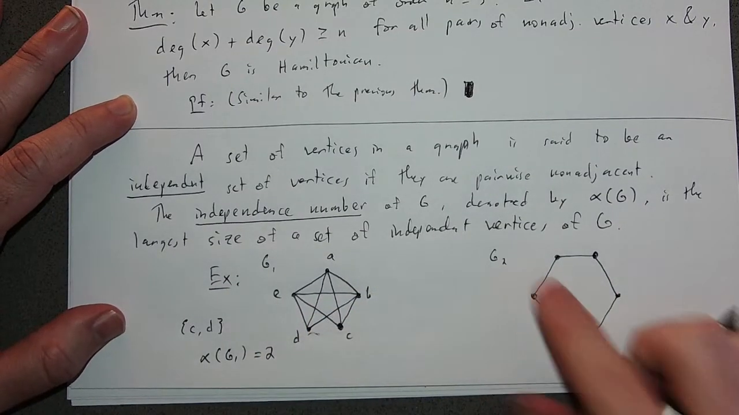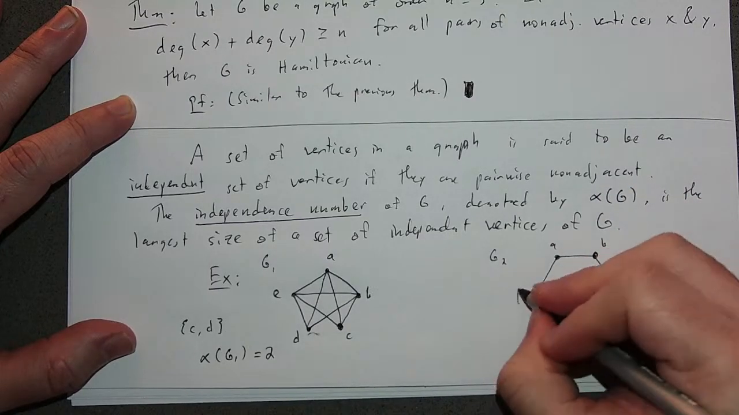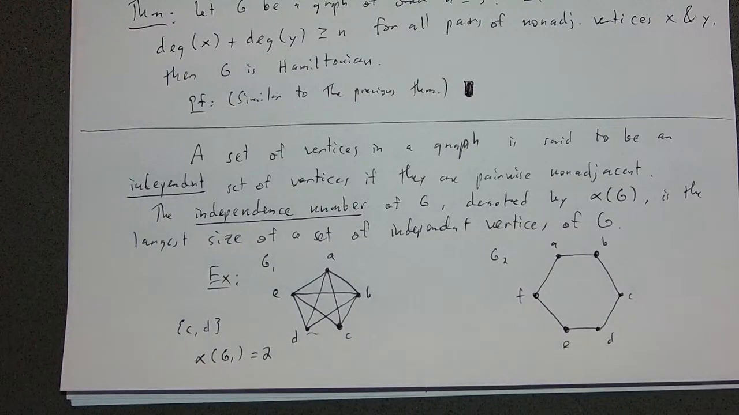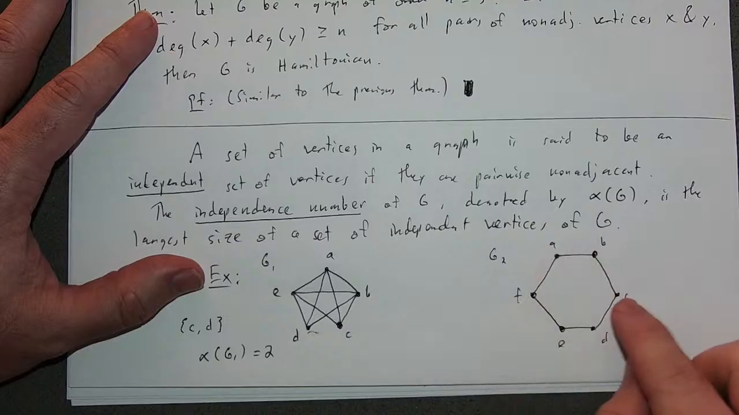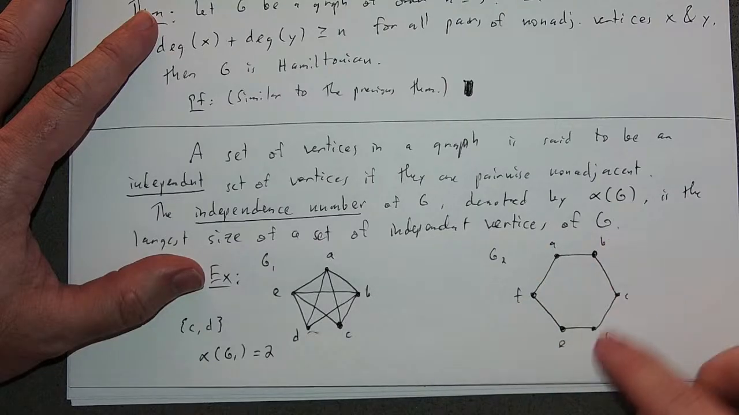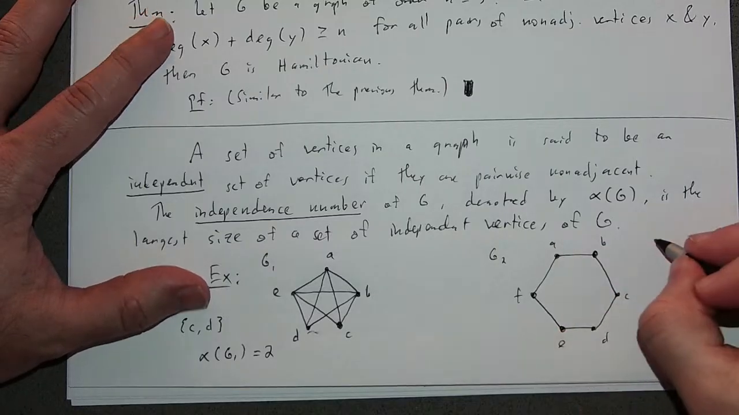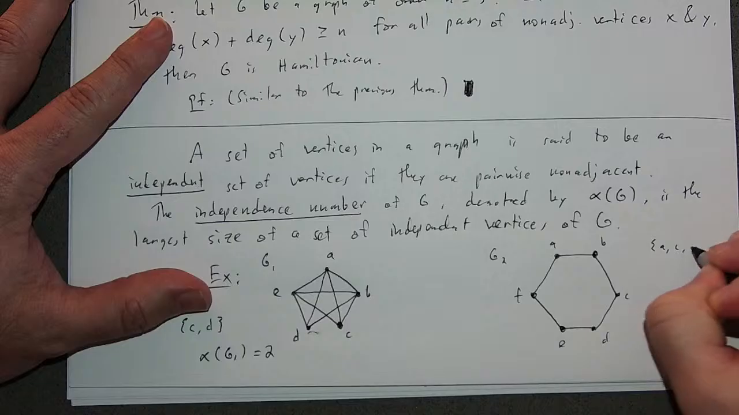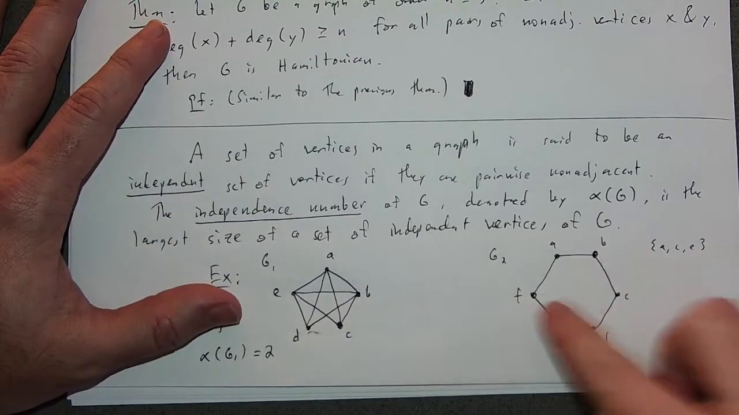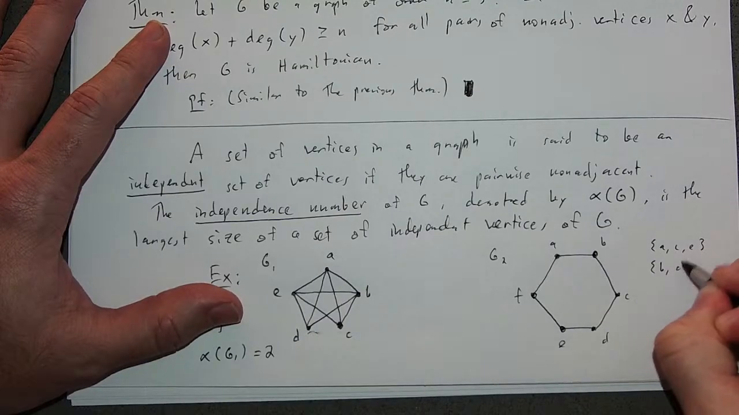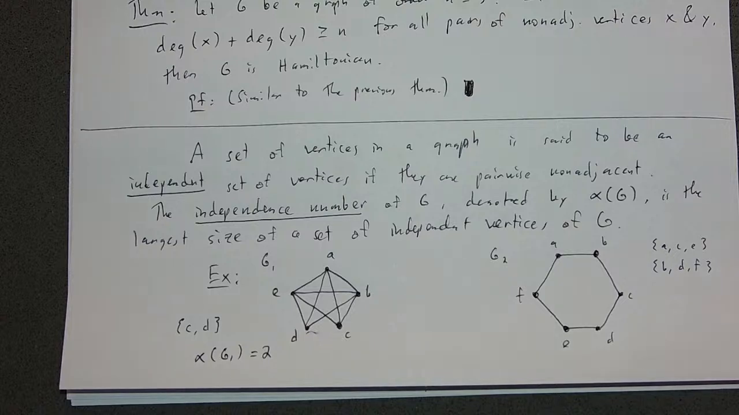Here, in G2, if I've labeled these, again, clockwise, A, B, C, D, E, F, well, A can be in the set, but then B and F can't. So then C is fine, but then B and D can't. But then E is fine. So ACE is fine. Also, for the same reason, BDF is fine. So there's 2 distinct sets of size 3.